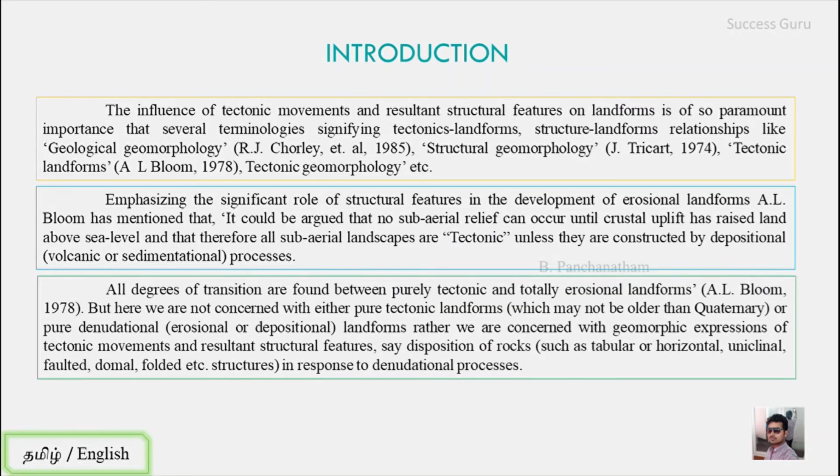And actually all degrees of transition are found between the purely tectonic and totally erosional landform, but here we are not concerned with either purely tectonic landform, which is younger than Quaternary in time, or purely denudational landform, that is formed by the erosional or depositional processes. Rather we are concerned with the geomorphic expressions of the tectonic movement and resultant structural features. See, the deposition of rock in response to the fault, fold, homocline, or anything like that. So that is what we are going to see in this lecture.